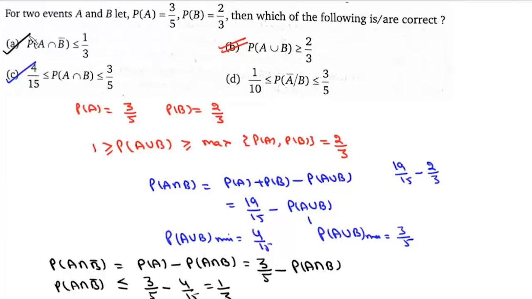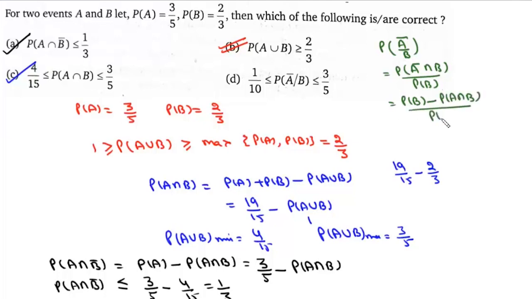Now if we look at this option D, this option D is probability of A complement given B. Now probability of A complement given B is probability of A complement intersection B upon probability of B, which will be probability of B minus probability of A intersection B upon probability of B. So it will be 1 minus, now P(A intersection B) will work out, and probability of B is 2 by 3. So it will be 1 minus 3 by 2 into probability of A intersection B.